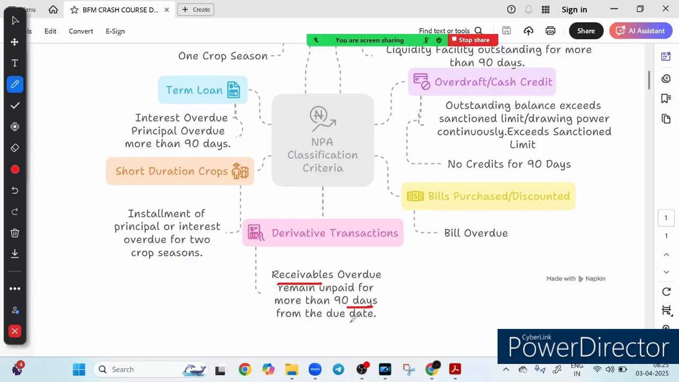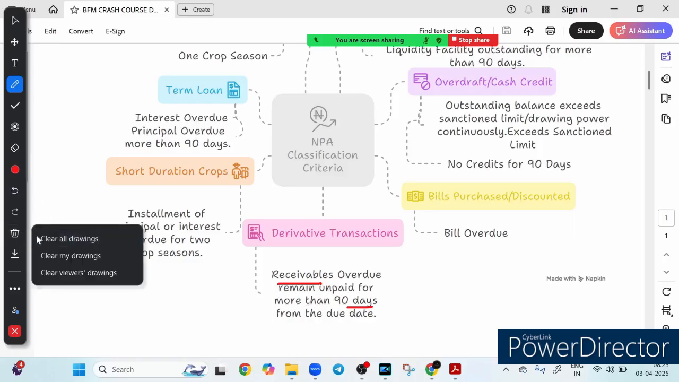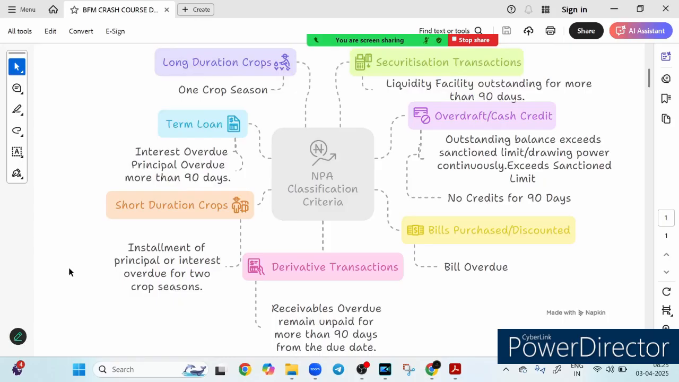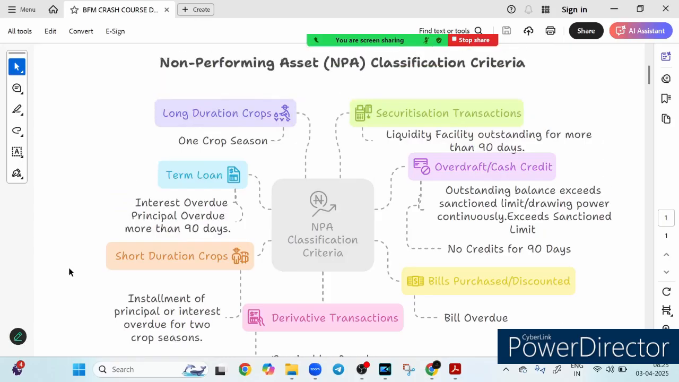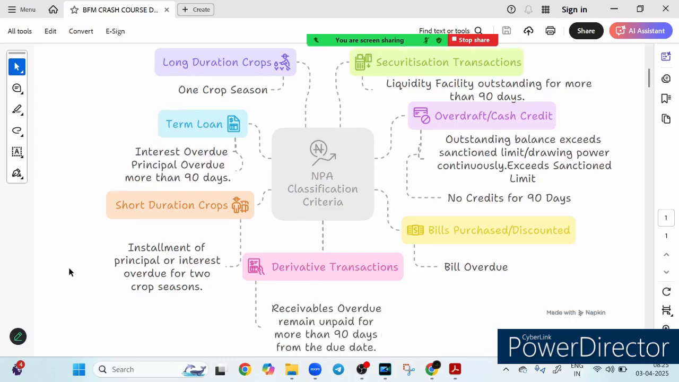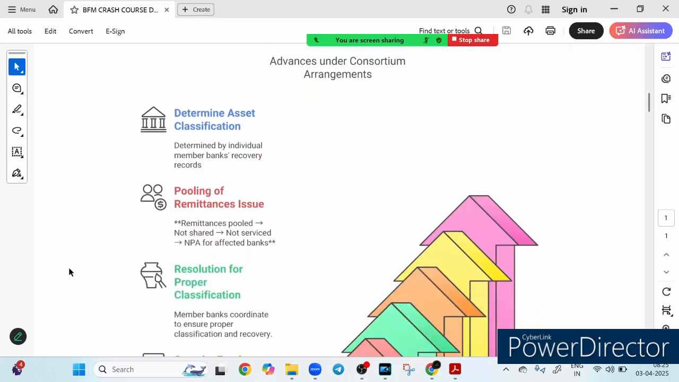It is very crucial to understand this, especially for your BFM examination. Friends, what I am trying to do in this crash course is to cover all the important points from where questions are asked. We are not going into detail. If you want a detailed lecture, you can go to our detailed course, in which I explain why it is one crop season, and what is the meaning of two crop seasons using examples. But right now we are focusing on only those things that matter, so that you can revise the concept in the easiest manner.